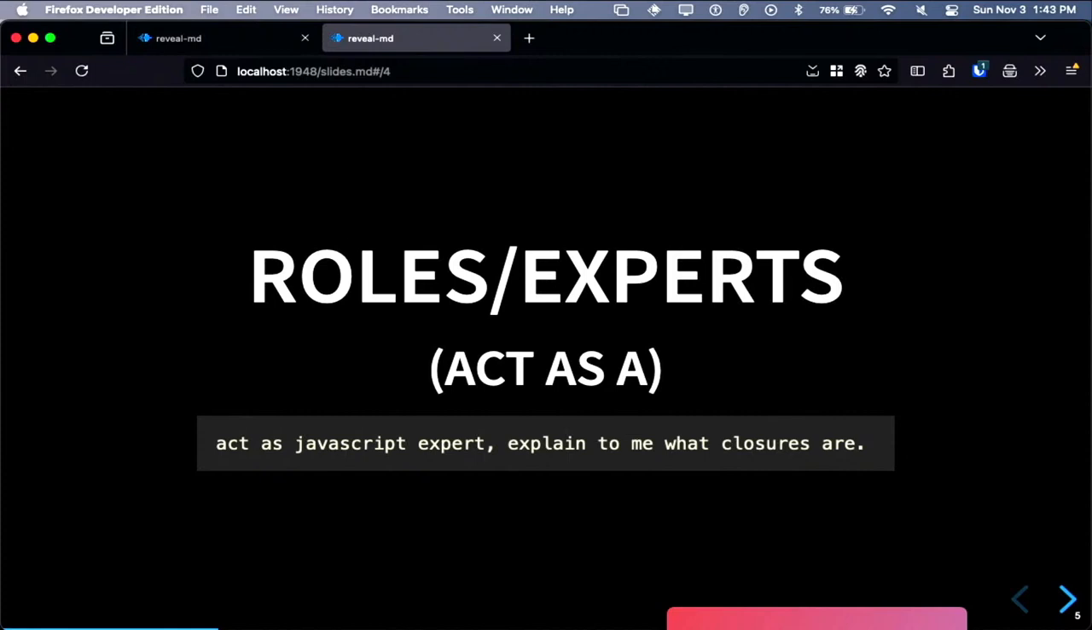such as, act as a JavaScript expert and explain to me what closures are. This is essentially me asking a question to an LLM, directing it to be a certain role, and getting back a response.